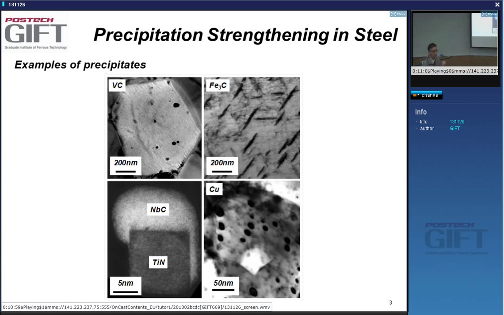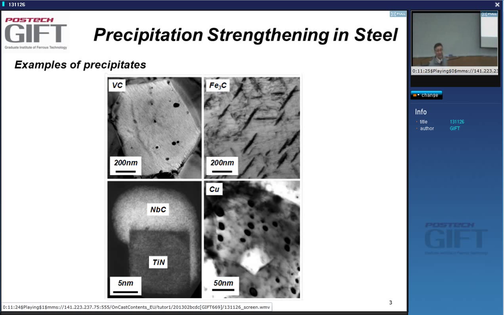And then obviously the size of these particles. The cementite particles are, let me see which one. Yeah, I think in this case, these carbides here are the smallest of these examples. So the size of the particle will have an influence.